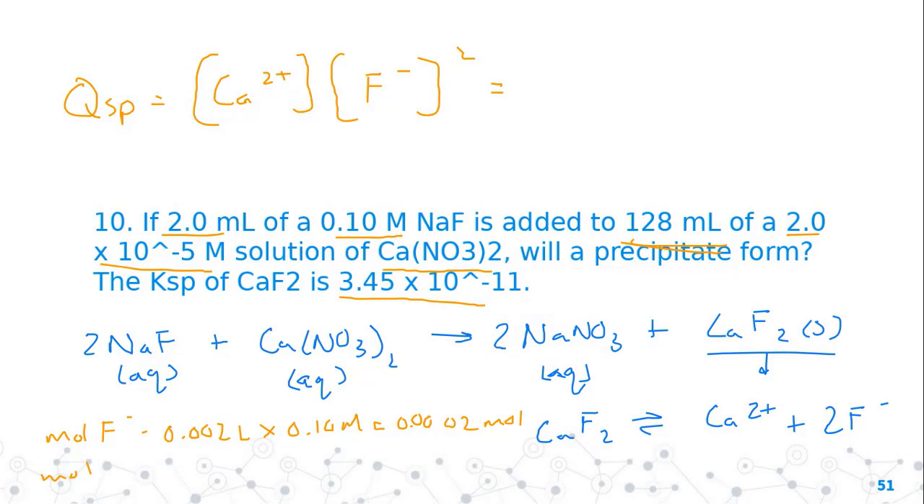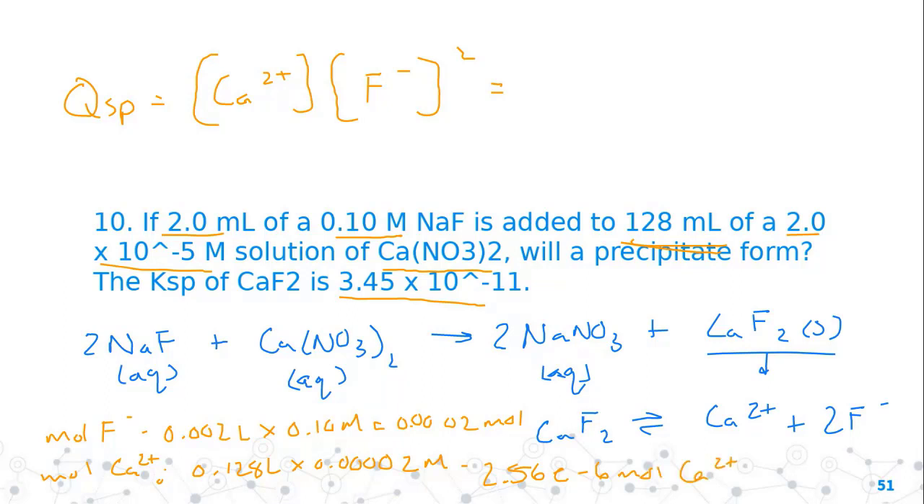And then our moles of calcium nitrate, so basically looking for moles of calcium. That'll be 0.128 liters times 2 times 10 to the negative 5 molarity. It's a really small number. So we should get 2.56 times 10 to the negative 6 moles of calcium, Ca2 plus.